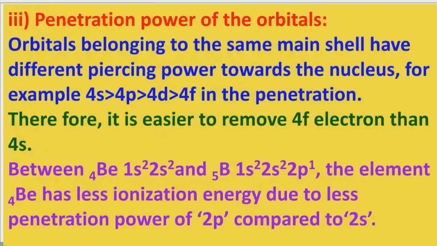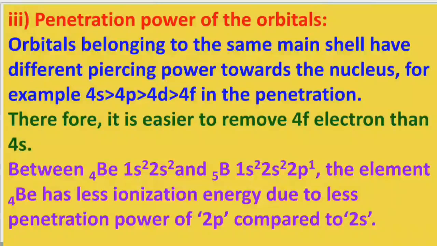In beryllium, atomic number 4, the electronic configuration is 1s2, 2s2. And boron, atomic number 5, has electronic configuration 1s2, 2s2, 2p1. In beryllium, valence electrons are present in the 2s orbital. In boron, the valence electron is present in the 2p orbital.